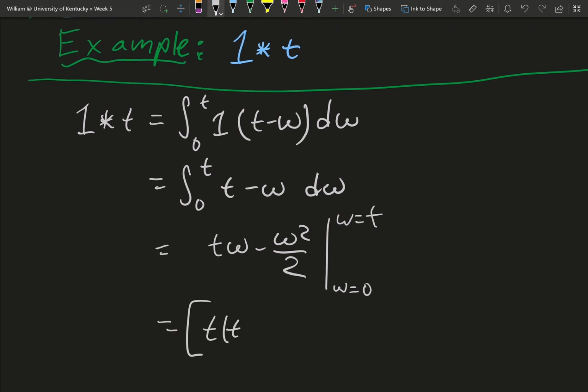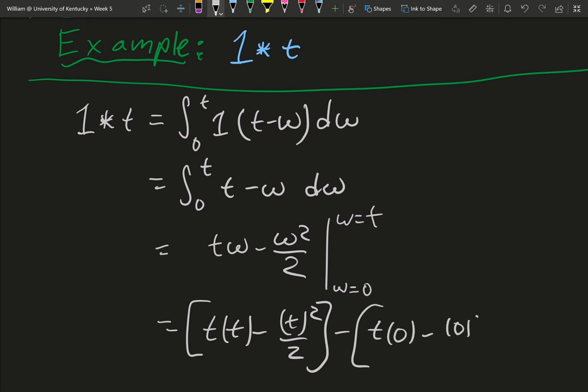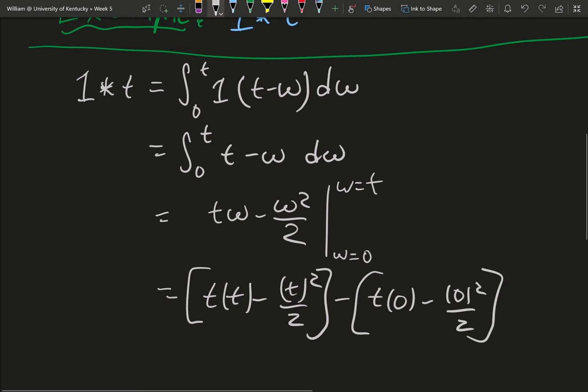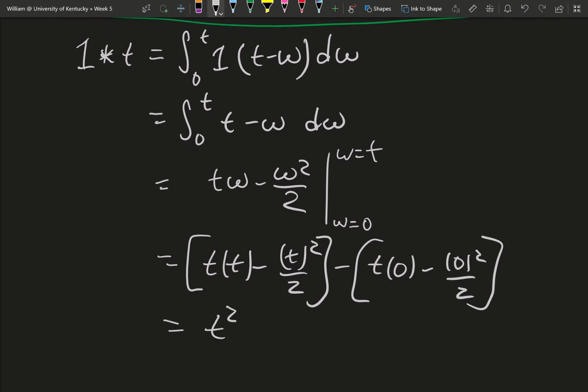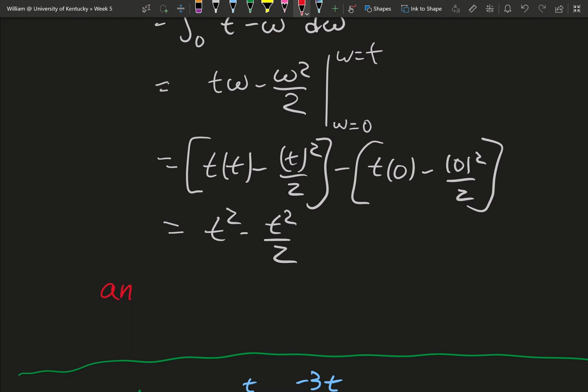So here we have t times t minus t squared over 2, and then minus t times 0 minus 0 squared over 2. So we end up with t squared minus t squared over 2, and so we can get our final answer. The convolution of 1 and t is equal to t squared over 2.